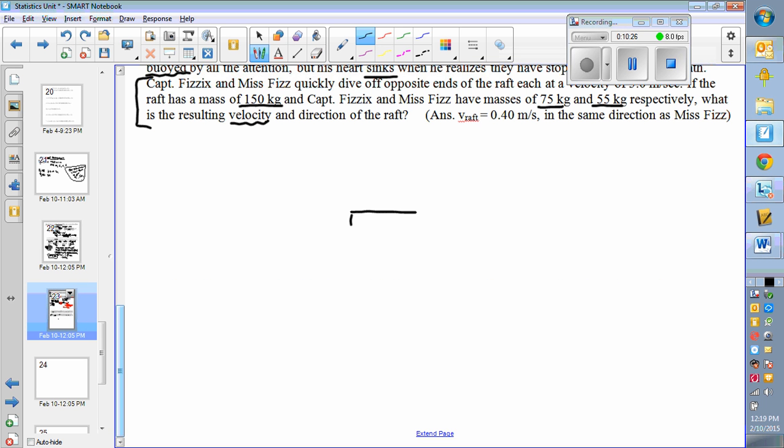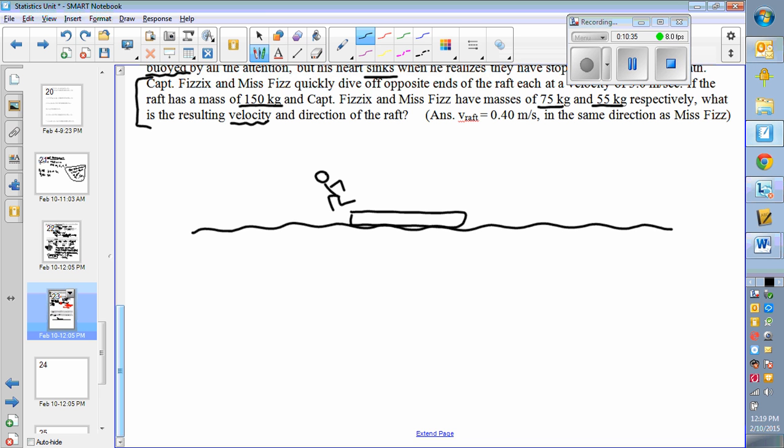So we have a raft floating in the water. We have Captain Physics leaping off of one side of this raft, and we have Miss Fizz leaping off the other side. And then you've got the raft itself. So this one we actually have 3 objects, A, B, and C.